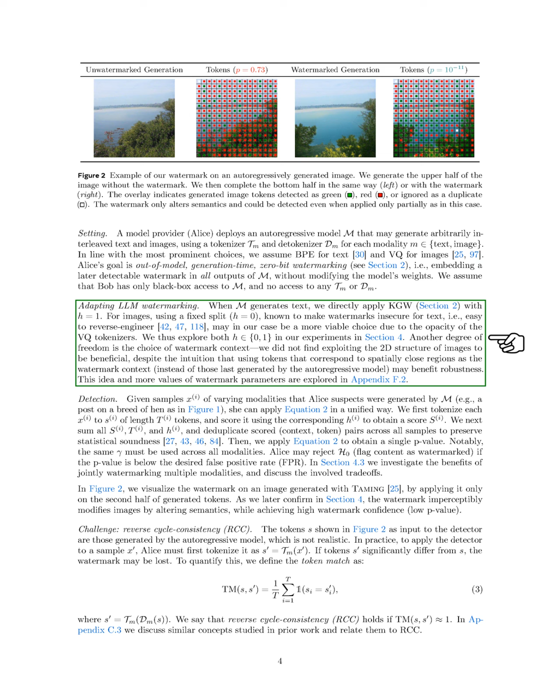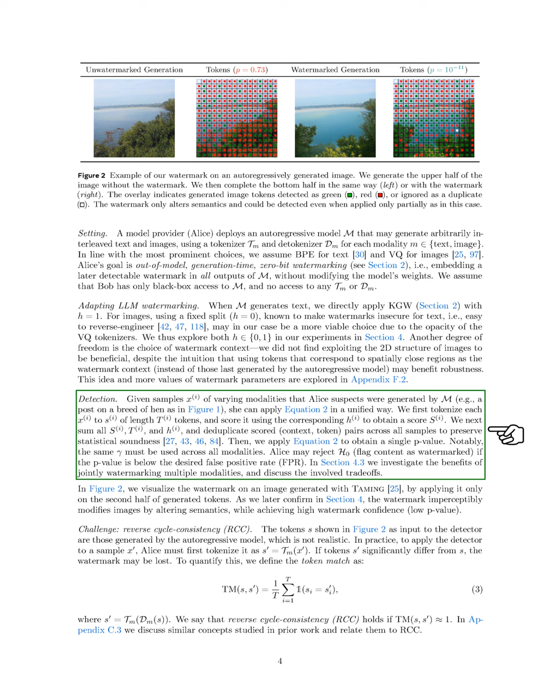For detection, if Alice suspects that certain samples were generated by our model, she can apply a unified scoring method. We first tokenize each sample to a specific length and score it accordingly. We then sum the scores and remove duplicates to maintain statistical integrity. Finally, we calculate a single p-value. If this p-value is below a certain threshold, Alice can flag the content as watermarked.